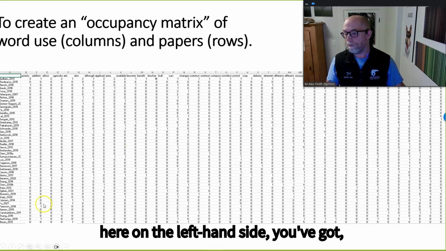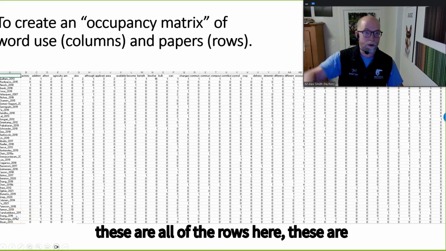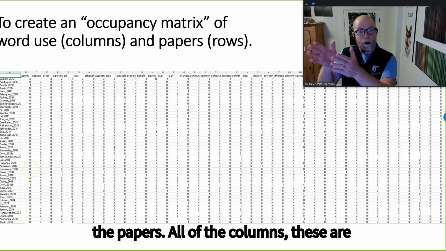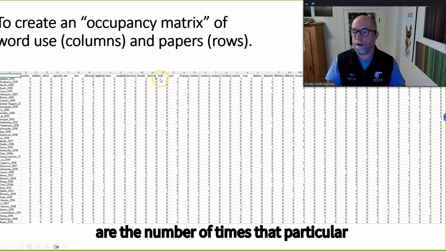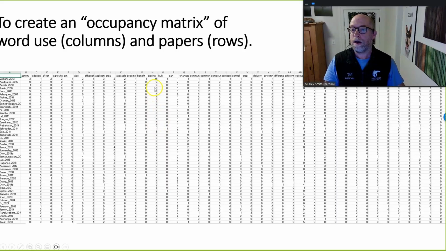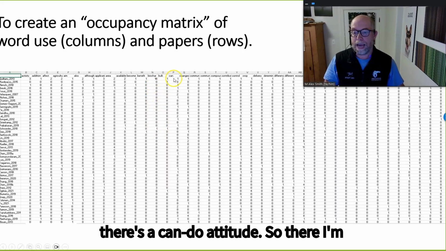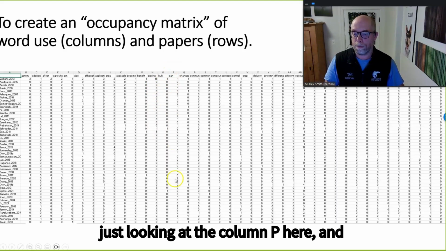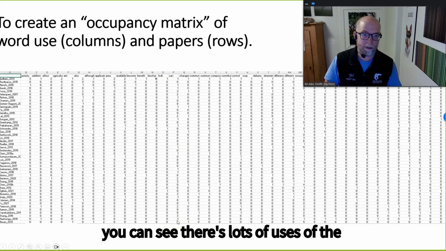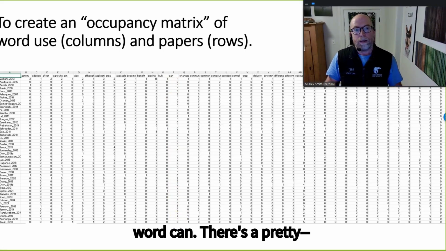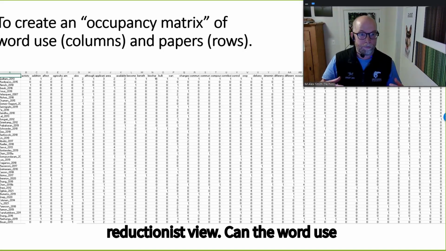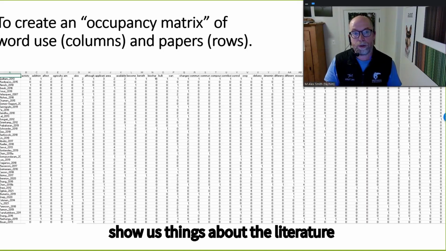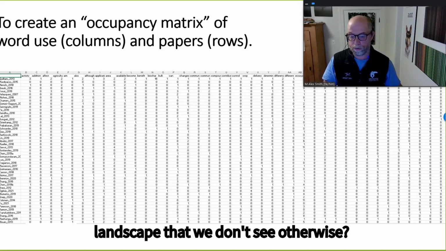Here on the left-hand side, all of the rows are the papers. All of the columns are the words that are used in those papers, and the numbers as you scroll down are the number of times that particular paper used those words. There's a can-do attitude. I'm just looking at column P here, and you can see there are lots of uses of the word can. It's a pretty naive, well, maybe too strong a word, but a reductionist view. Can the word use show us things about the literature landscape that we don't see otherwise?